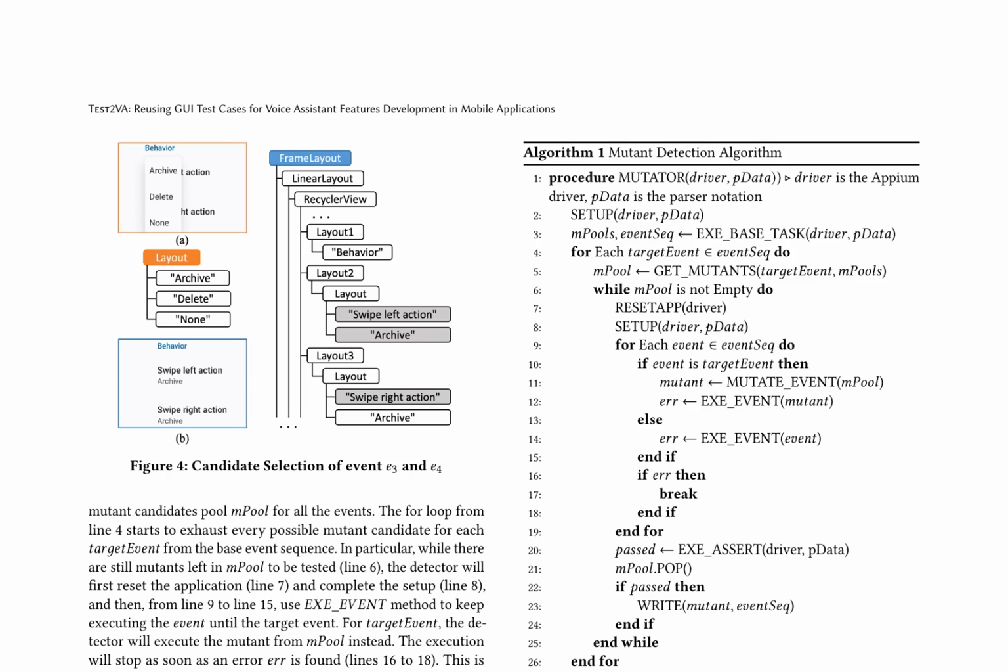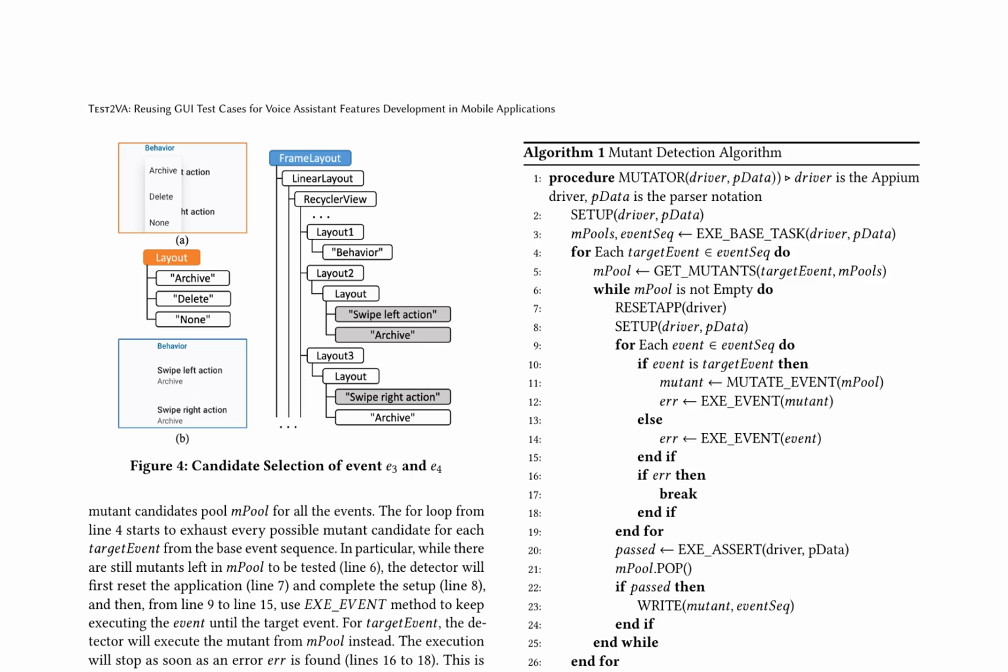The mutant detection algorithm, outlined in Algorithm 1, takes an Appium driver and parser notation as input and outputs a pool of mutants for each event. It sets up the application, executes the base task to obtain the event sequence, and generates a pool of mutants for each target event. The algorithm iterates through each mutant, executing the event sequence, and stops execution if an error occurs.